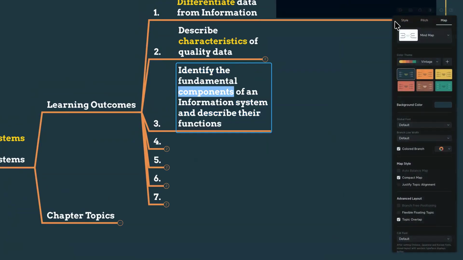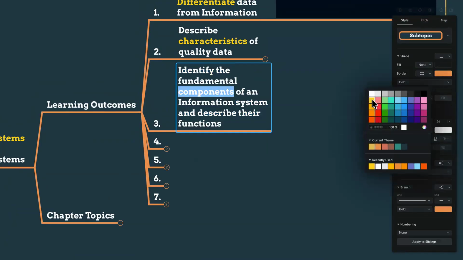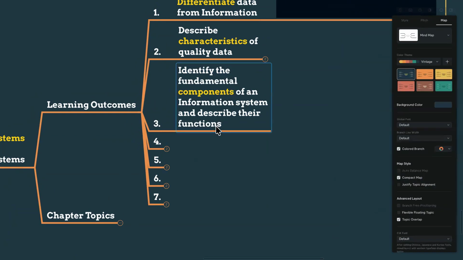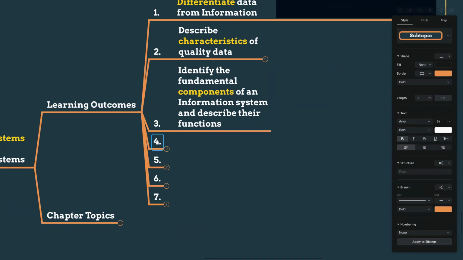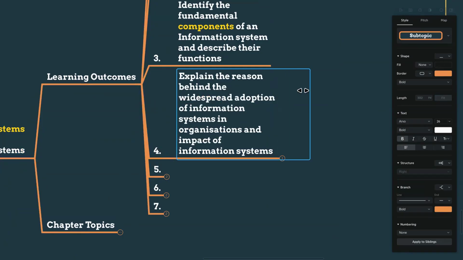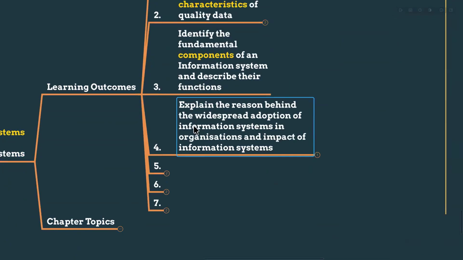So here the important thing is components. Component in the sense we can call this an element also, right? The parts of the information systems. As well as the fourth learning objective is to explain the reason behind the widespread adoption of information systems in organizations and the impact of information systems.